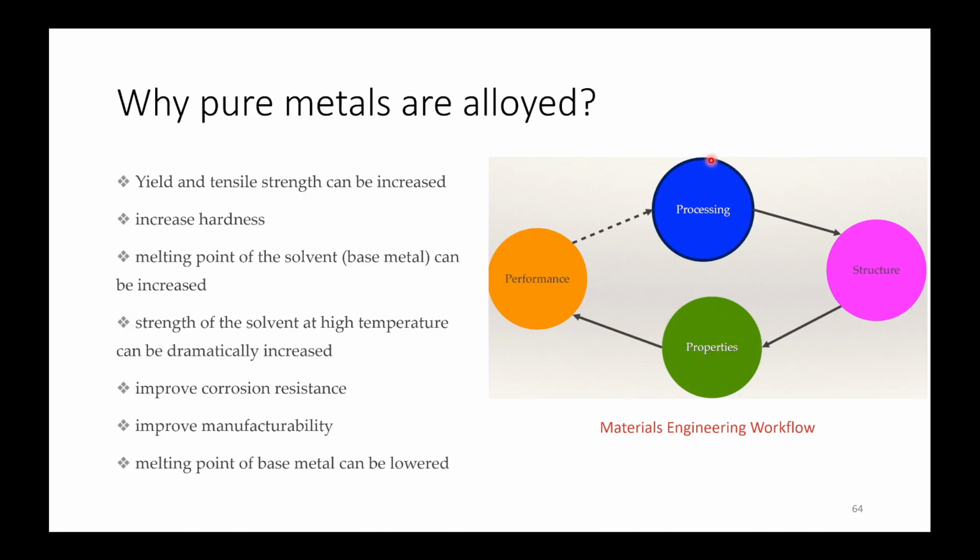In this case, your processing of material decides the structure of material, and microstructure of material decides what will be the properties, and these properties decide what will be the performance, and based on that we decide what will be the application of material. These all four things are interrelated to each other.